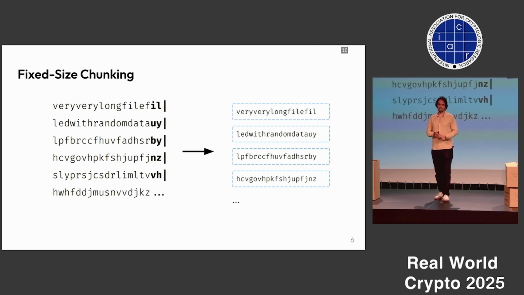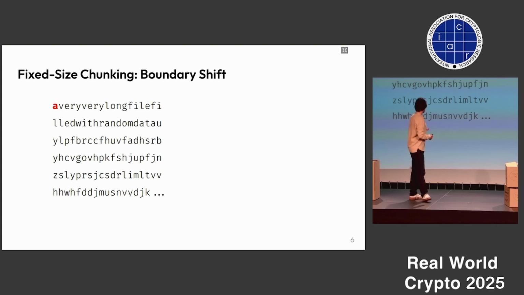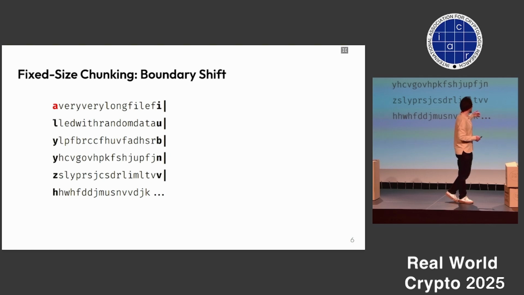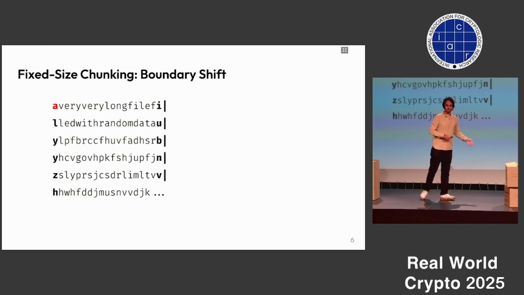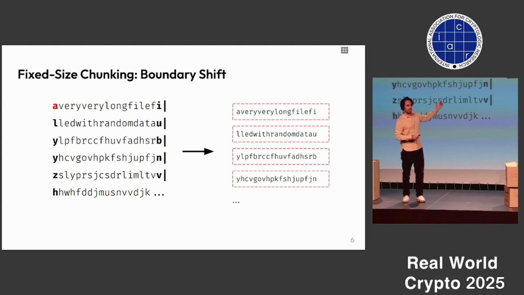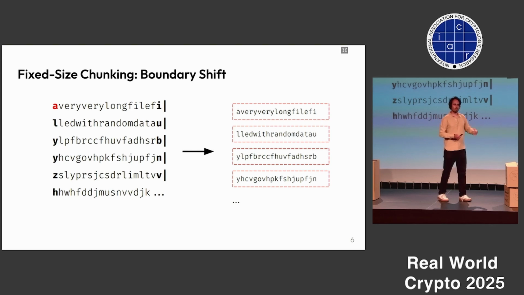Well, if we just prepend a single byte to our source file, then we do the chunking process again. We start counting from the start of the file, and we cut new chunks. But as you can see, all of the new chunks are different from the old ones. This is highly undesirable because now we would have to transfer them all again, and we don't get any deduplication.